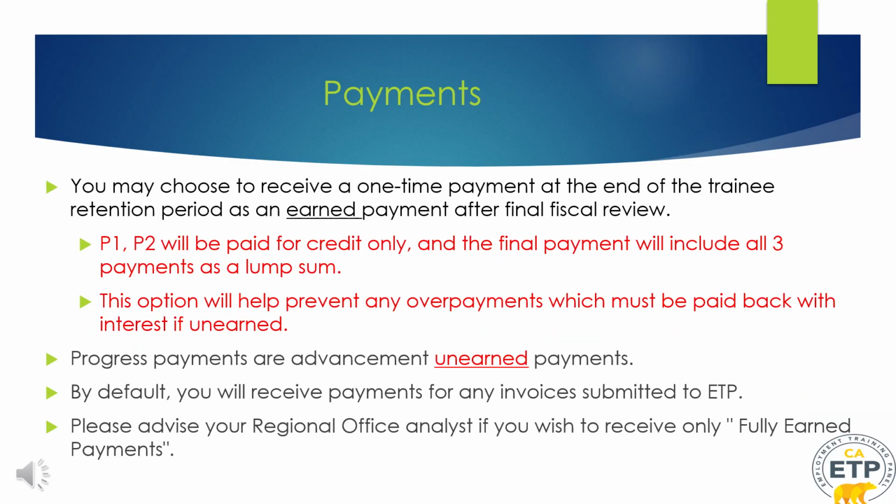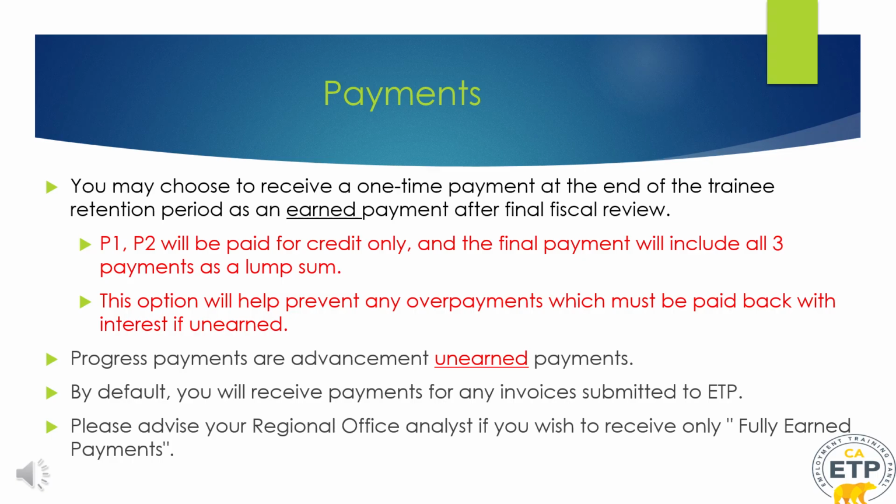When it comes to payments, you may choose to receive a one-time payment at the end of the trainee's retention period as an earned payment after final fiscal review. Payment 1 and Payment 2, or P1 and P2, will be paid for credit only, and the final payment will include all three payments as a lump sum. This option will help prevent any overpayments, which must be paid back with interest if unearned.